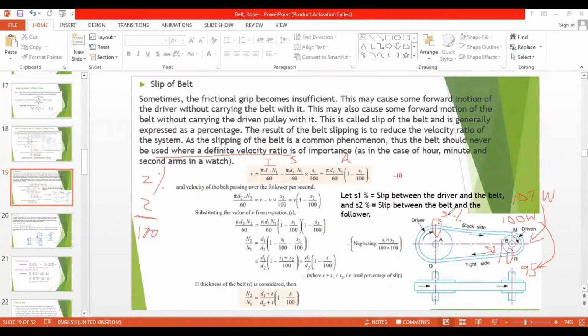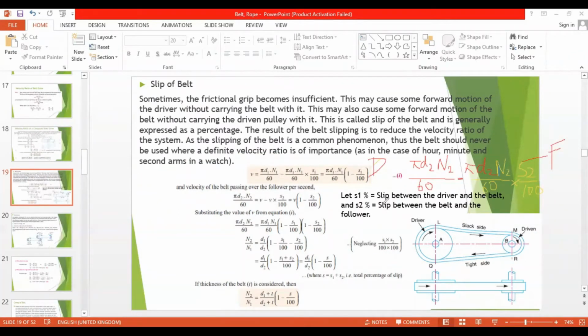Similarly, this can be applied to the driven also. So for the driven, πd2n2/60 becomes πd2n2/60 minus πd2n2/60 × S2/100, that is πd2n2/60 × (1 − S2/100). This is for the driver, and this is for the follower. Now there are two slips occurring, so I will multiply these two.